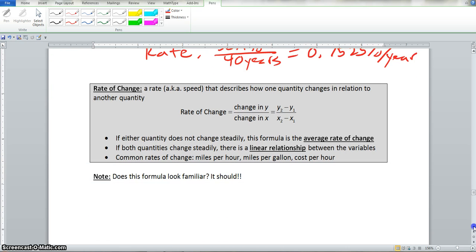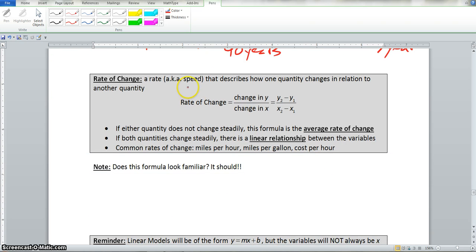Now we go down here. It says rate of change. A rate, also known as speed, that describes how one quantity changes in relation to another quantity. The rate of change is the change in y divided by the change in x. So we have y sub 2 minus y sub 1 over x sub 2 minus x sub 1. If either quantity does not change steadily, this formula is the average rate of change. If both quantities change steadily, there is a linear relationship between the two variables.